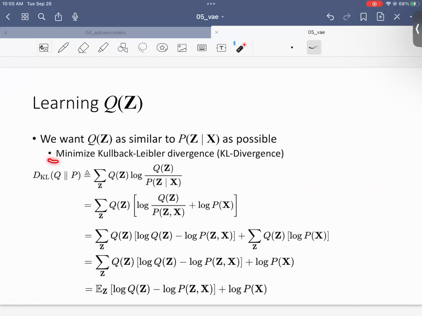What we want to do is minimize KL divergence, because minimizing the KL divergence means that Q(Z) and P(Z) given X are as similar as possible. The minimum value of D_KL is 0. The 0 is when these two are exactly the same, then D_KL becomes 0. Anything other than exactly the same gives a positive value. So we want to minimize this term. We start from here, and we break this term into these two.